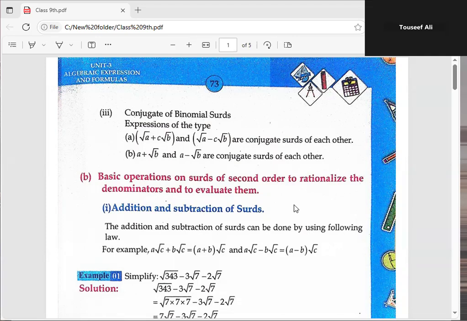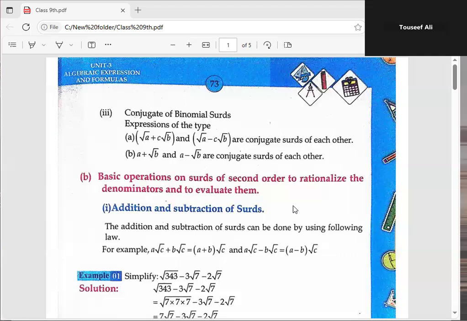Today I am going to record this lecture of exercise 3.3. Before going to start exercise 3.3, we are discussing some important terms used in exercise 3.3. First thing is conjugate of binomial surds. How can we find the conjugate of binomial surds?